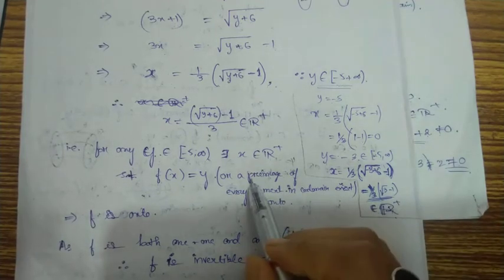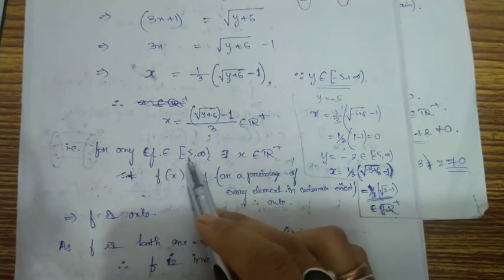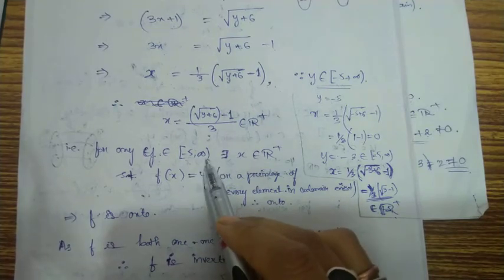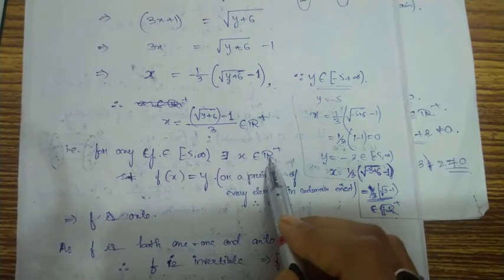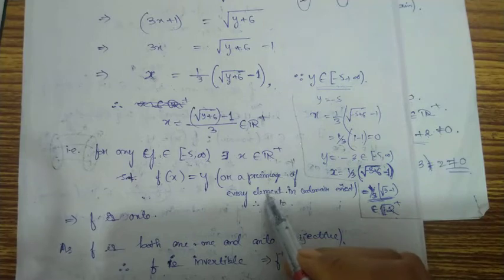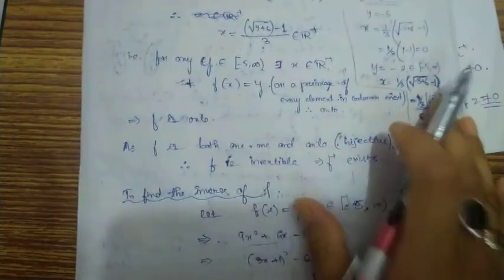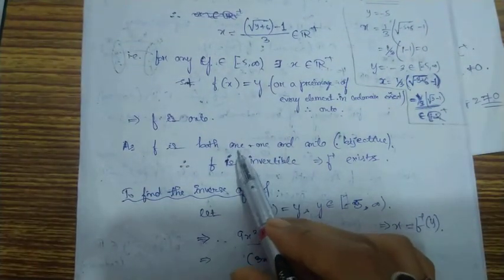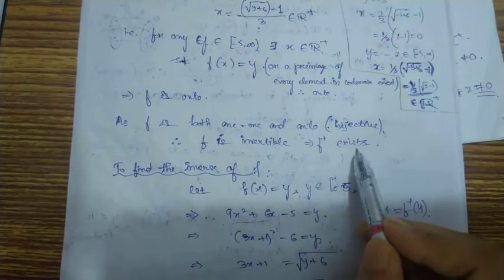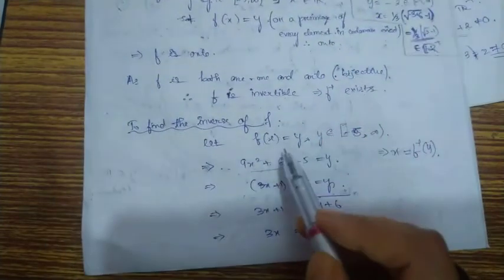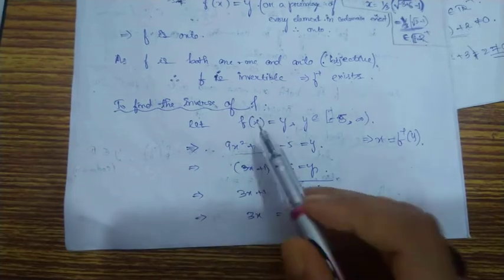So we can say that any arbitrary element, or every element, in the codomain has a pre-image x in your domain, the positive reals. So every element in the codomain has a pre-image in the domain. So f is onto, and f is one-one and onto, so we can say f is invertible. Since f is invertible, f inverse exists. That is our first part of the proof.